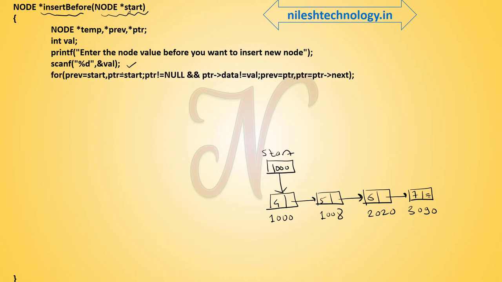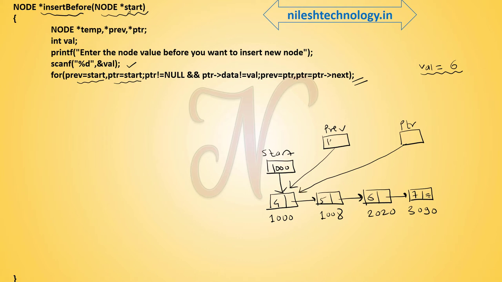Next, first we find this value in the current linked list by using this for loop. There is a semicolon in the for loop, so this for loop is executed till the value is matched. By using the initialization, prev equal to start, ptr equal to start. Here we assume that your value is 6. Now we search the value 6 in the current linked list. So prev equal to start. This is your prev, this is your ptr. Both are pointing to the start.